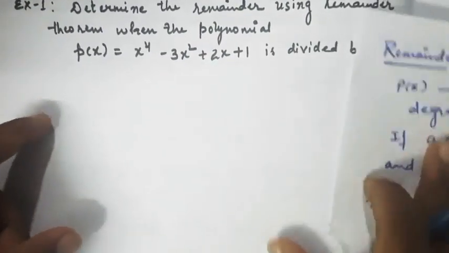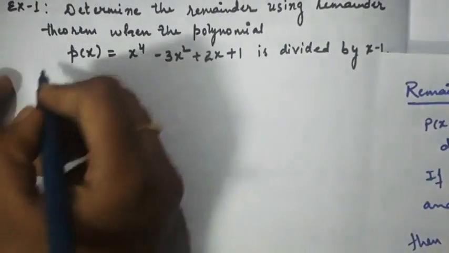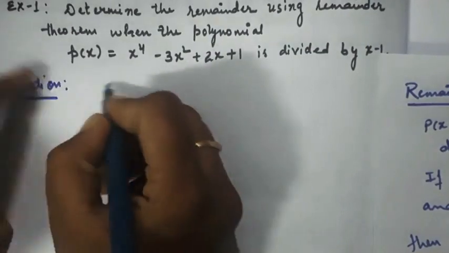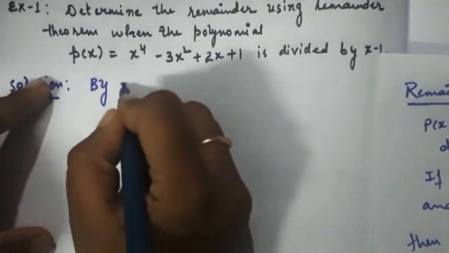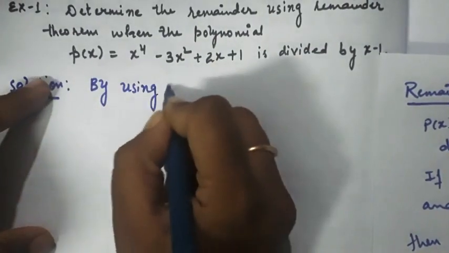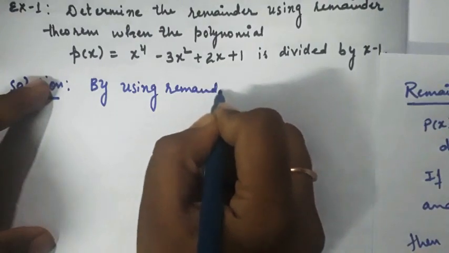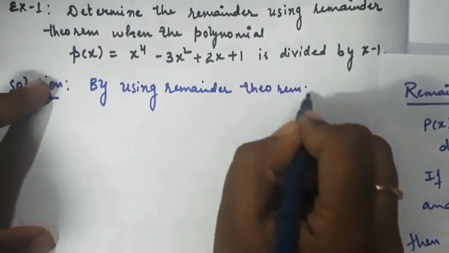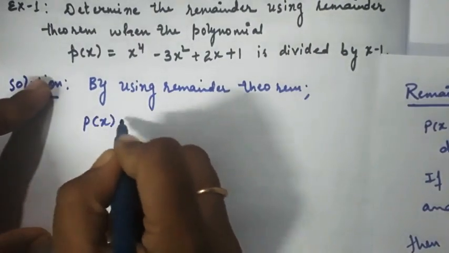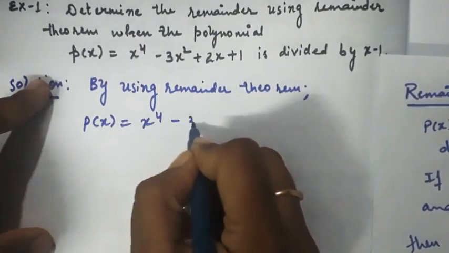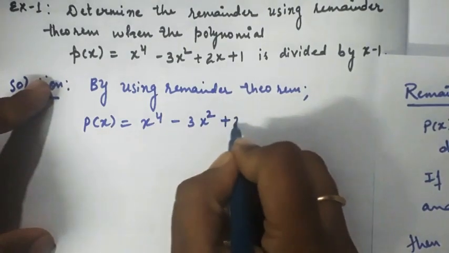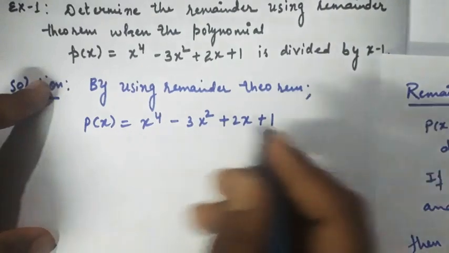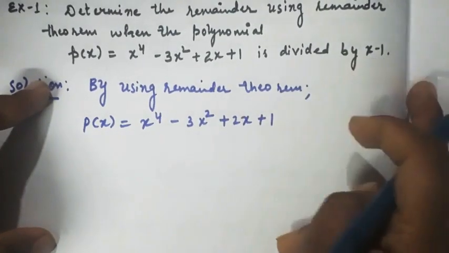I'll write the solution by using the remainder theorem. Here p(x) is already given to us, that is x raised to the power 4 minus 3x raised to the power 2 plus 2x plus 1, which is divided by x minus 1, right?